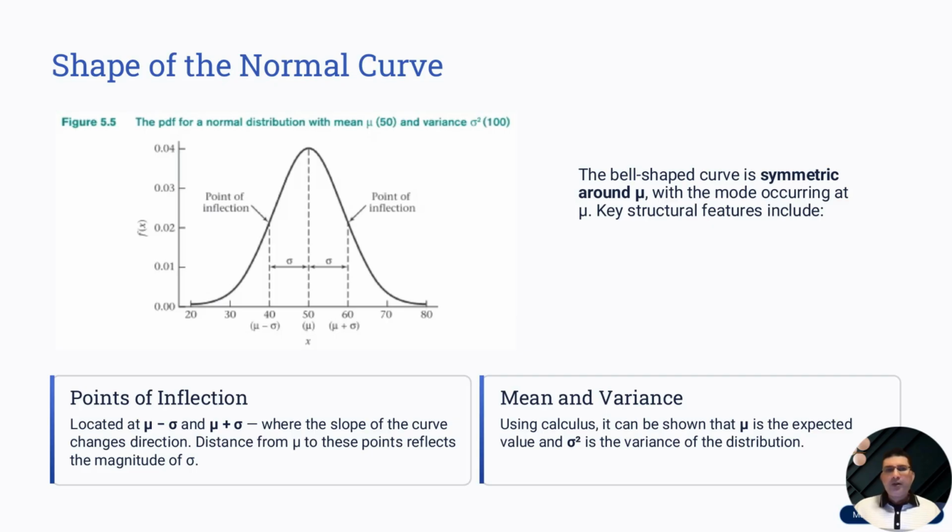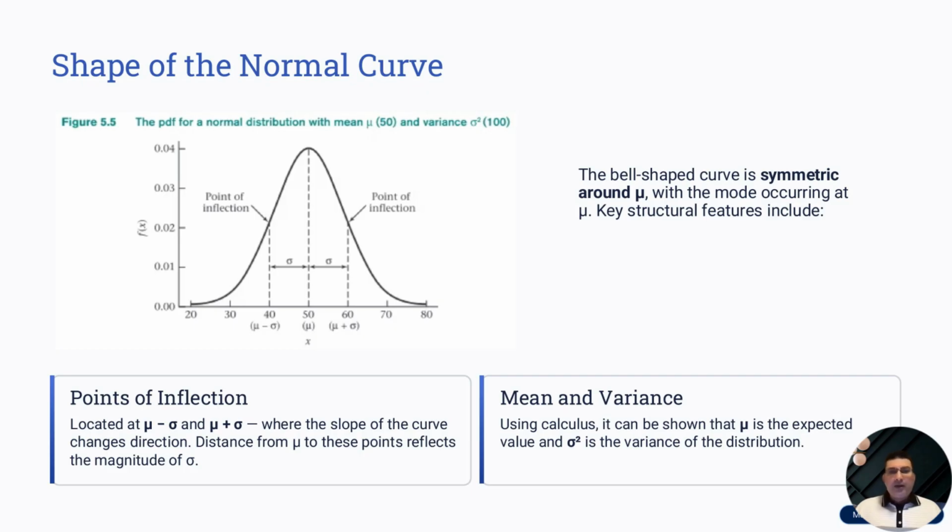If you picture that curve, it's perfectly symmetric around the mean. The highest point is right at mu, and as you move away from the center, the curve slopes downward evenly on both sides. There are also special points at mu minus sigma and mu plus sigma. These are called inflection points, where the curve changes how it's bending.